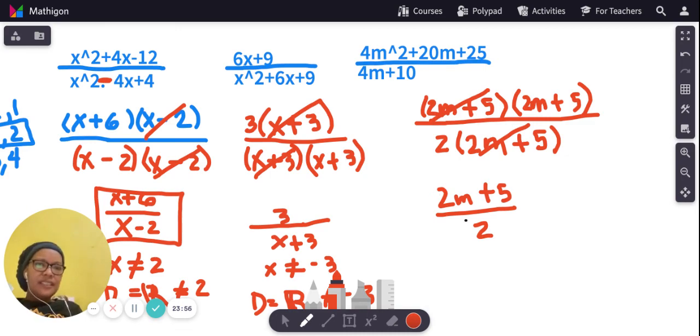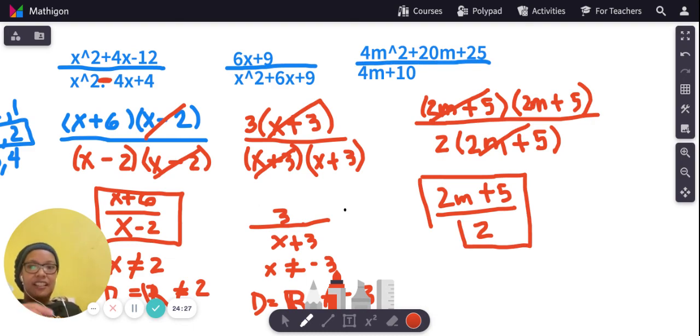Okay? Oh, again. Ma'am, why I cannot cancel this? Separated by product. This is a term already. And they are not separated by product because yung 2m may katabi pong plus 5. So, 2m plus 5, they are terms. Binomial term yan. Magkabuuan sila. So, hindi mo pwedeng i-cancel yan. Okay? So, we don't have a problem for domain because your denominator is 2. Okay? So, that's it. That is a rational and simplifying fraction, a simplifying rational expression and its definition.